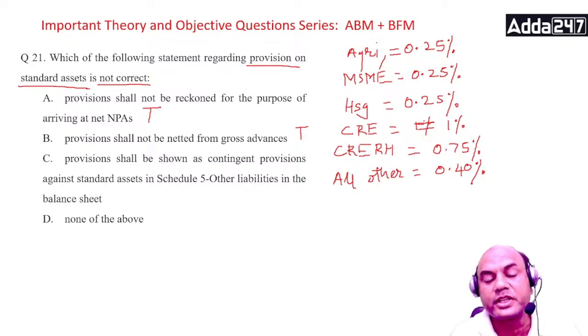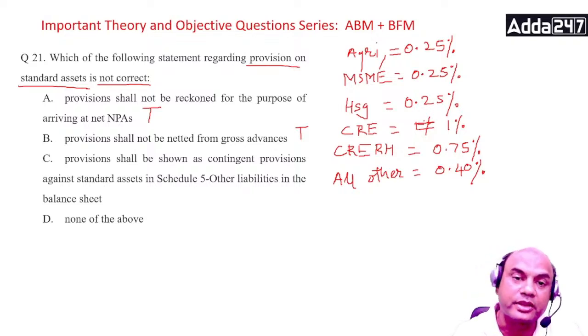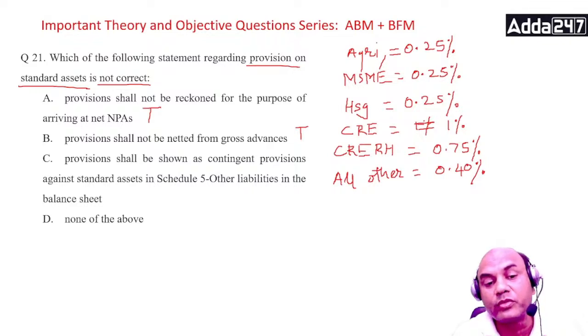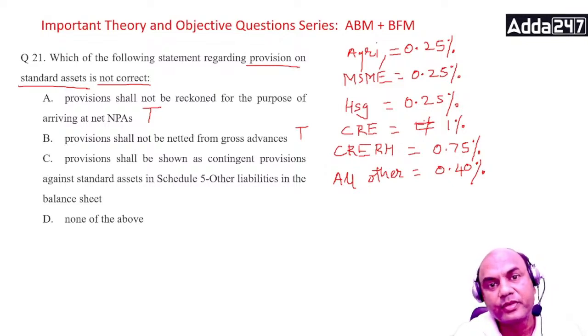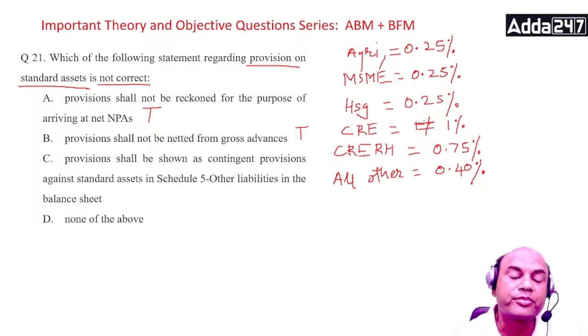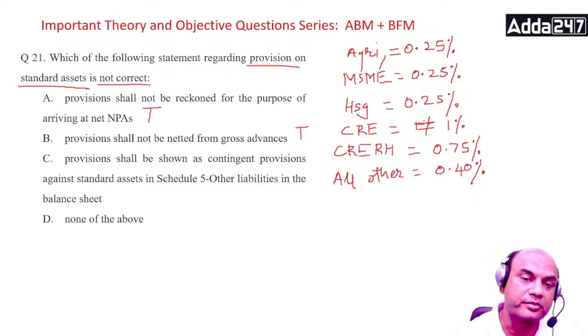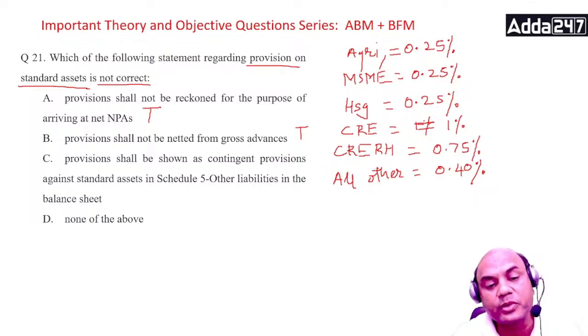Gross advance means total advances which I have given. Then where will it be netted? See here, what is gross advance? Gross advance includes everything: regular, standard, NPA, everything. So the gross advances we don't take it. Where will we take it then? We'll be taking it in net advances. Got it? Provision shall be shown as a contingent provision. So that is true.